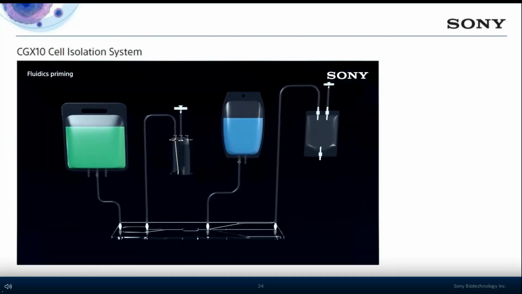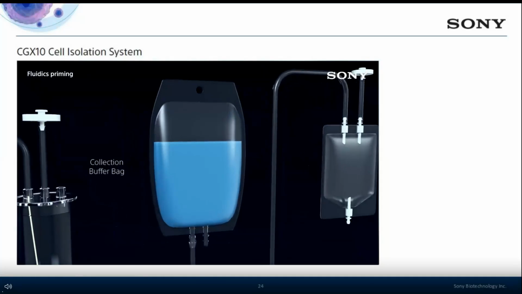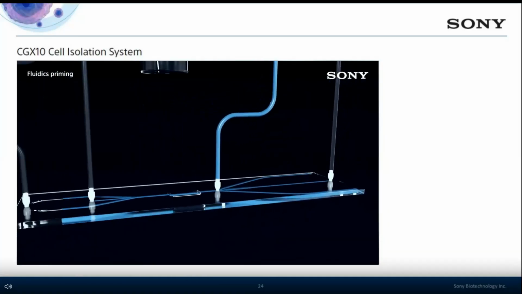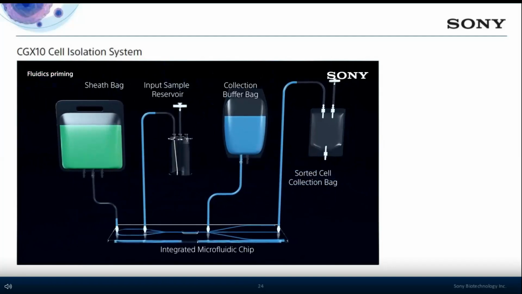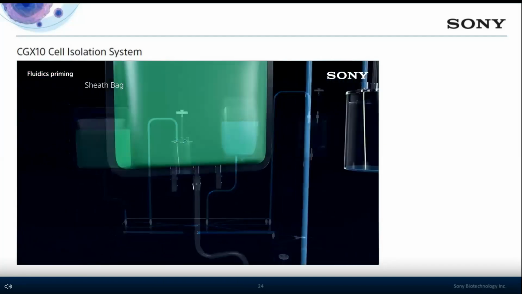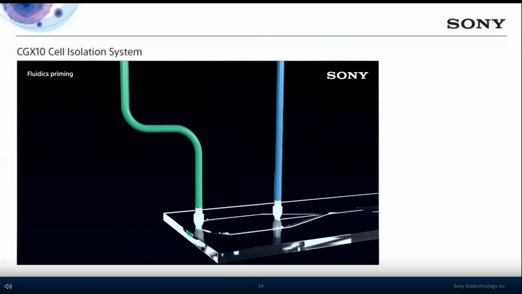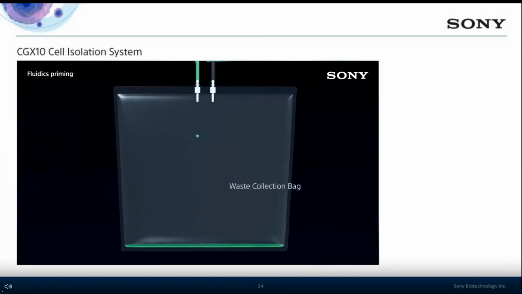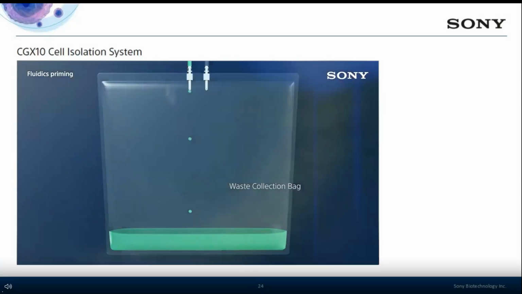Once the single-use kit is installed on the CGX10 system, the first step is fluidics priming. In this step, the collection buffer is allowed to flow through the system. Next, the sheath buffer automatically flows through the entire system to prevent bubble formation or entrapment and is drained into the waste bag.